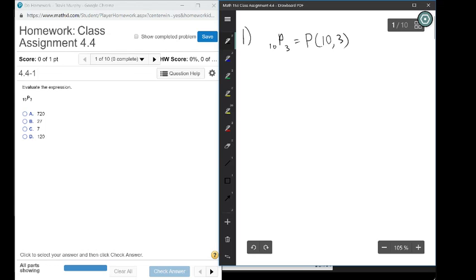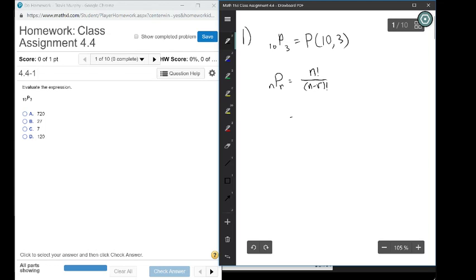Now the formula for permutations of r objects from n is n factorial over n minus r factorial, where n is the number of objects to be chosen from, and r is the number of objects to be chosen from that amount. And the permutations of r objects from n objects is the number of possible arrangements that you can make.